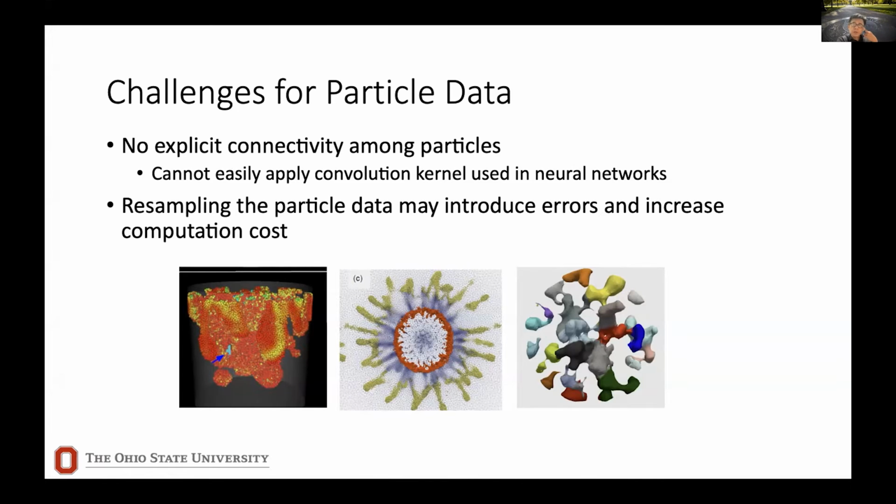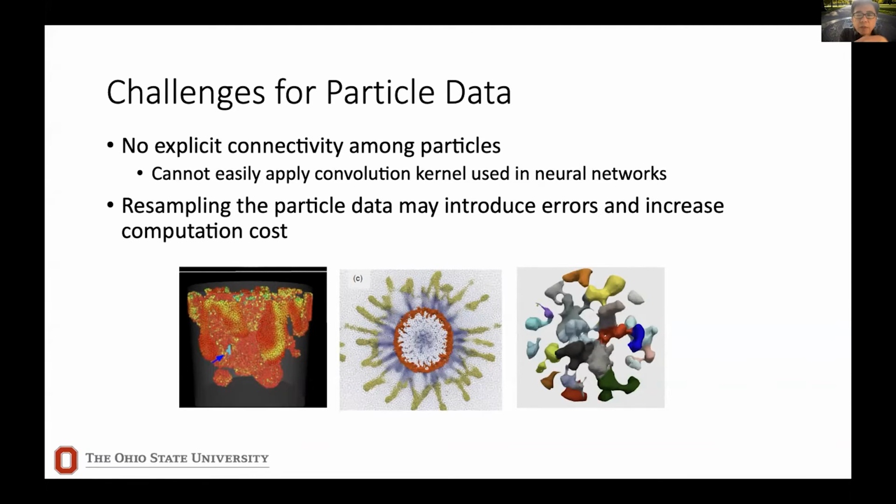So what people typically do, when they get the particle data, is first resample it into a regular volume based on density. For example, you can divide your space into an n by n by n grid, and then given a small cell, you count how many particles are within the cell and record the density, and you convert the particles into regular volumetric data.